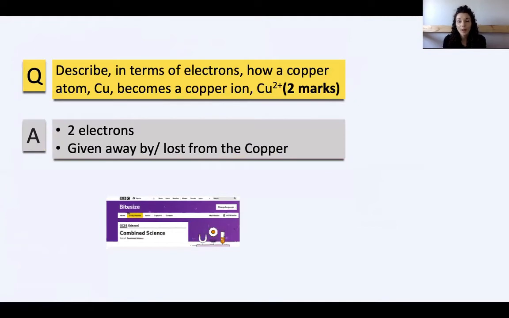So you would get 1 mark and give yourself a big tick if you wrote anything about 2 electrons, the fact that there are 2 electrons involved in this ion formation. And another mark if you said that they are given away or lost from the copper. It's really important that you say that, because that's what makes the copper that positive 2 charge. It's those negative electrons being lost.